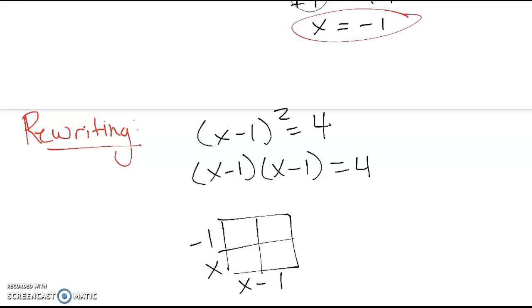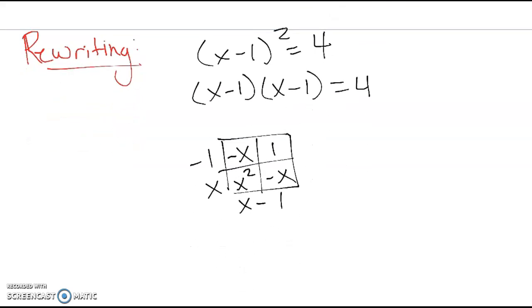So if I do this, I can multiply and get the areas of each of these squares. So x times x is x squared. X times negative 1 is negative 1x, or just negative x. X times negative 1 again gives me negative x. And then that top right-hand corner, negative 1 times negative 1, gives me a positive 1. Okay, so now I can rewrite this product as a sum. So I have x squared, and then I combine my x's, so I have minus 2x, and then a 1, and that's equal to 4.